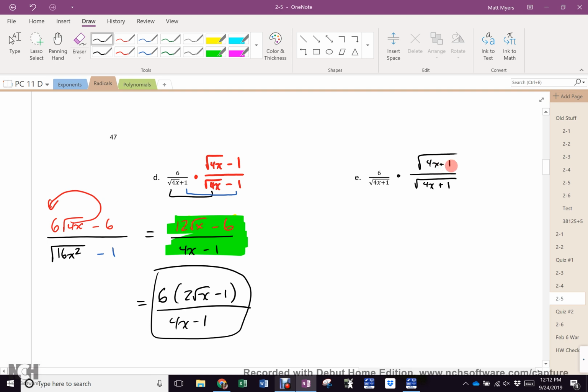Okay, so no big deal. We know the denominator is what? 4x plus 1 now, yes? And what's my numerator?